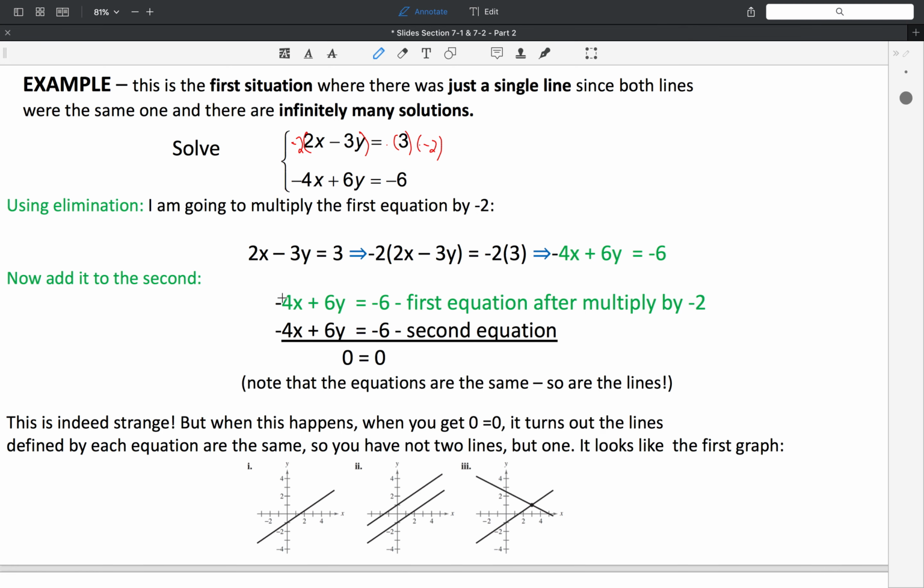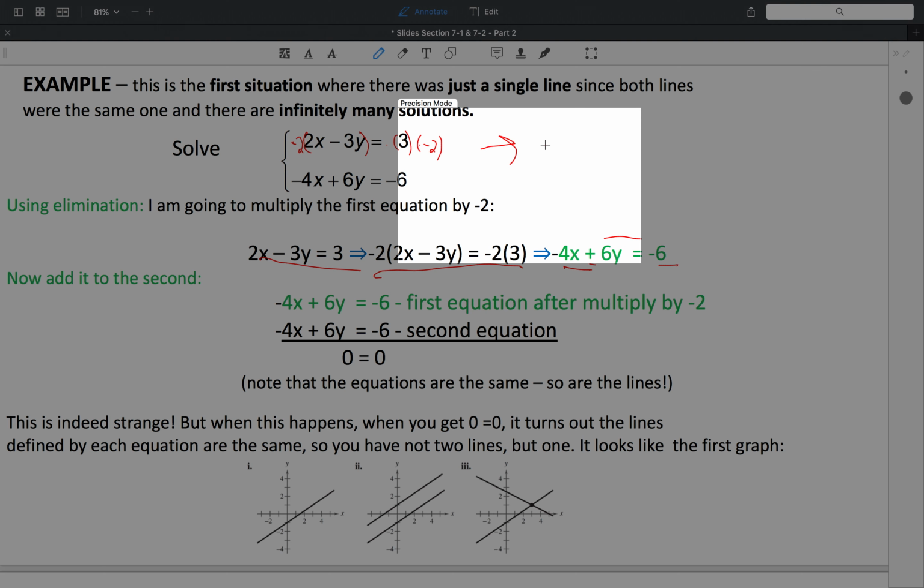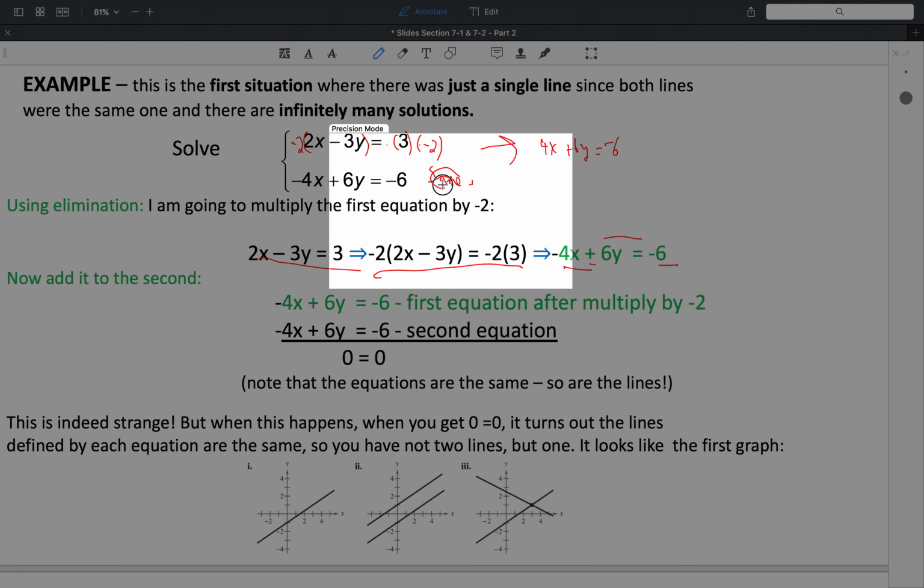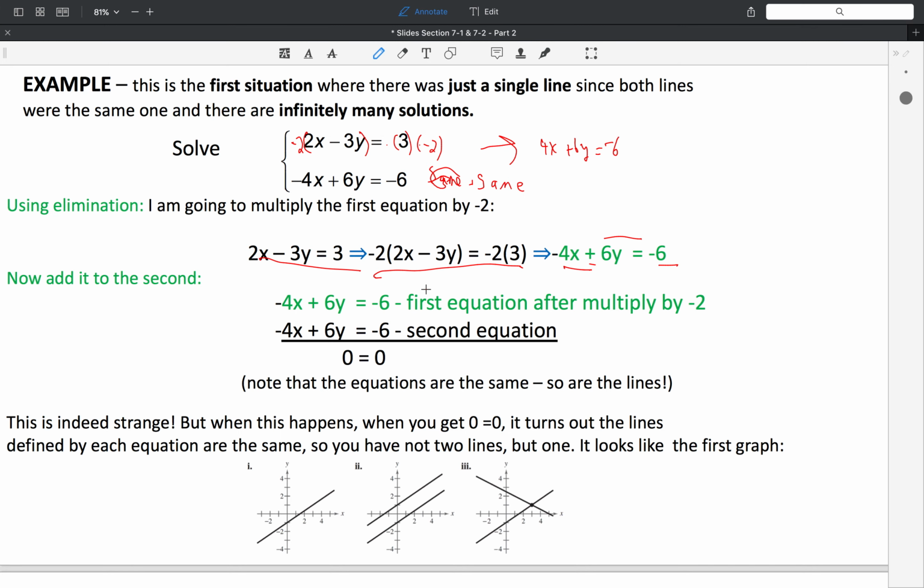Okay, so I'm going to go through the work below. First line, multiply it by -2, and I get -2 times 2x is -4x, -2 times -3y is 6y, and -2 times 3 is -6. So this first line becomes -4x plus 6y is equal to -6. Now guess what? That's the same as this. So that's supposed to say same. Okay. Now, since they're the same, I'm going to add these and see what happens.